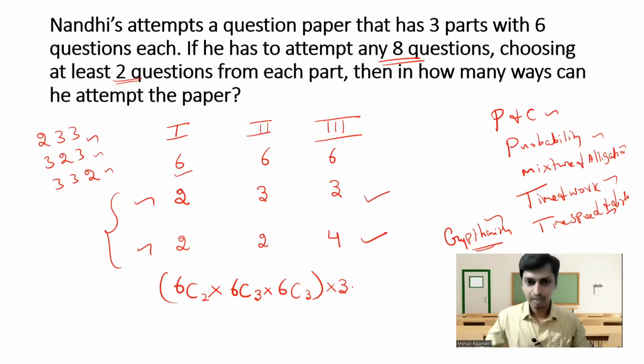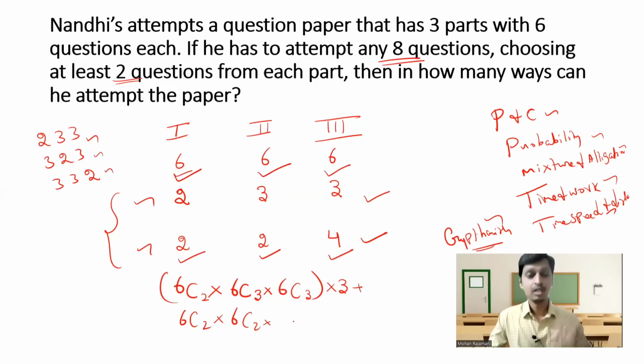And what is your second combination? From 6 questions, you can select 2 questions. How can you select? In 6C2 ways you can select. And from these 6 questions, you can select 2 questions. So this can be done in 6C2 ways. And from 6 questions, you can select 4 questions. So this is possible in 6C4 ways. Now you have to multiply this by 3 because it can be 2, 2, 4.